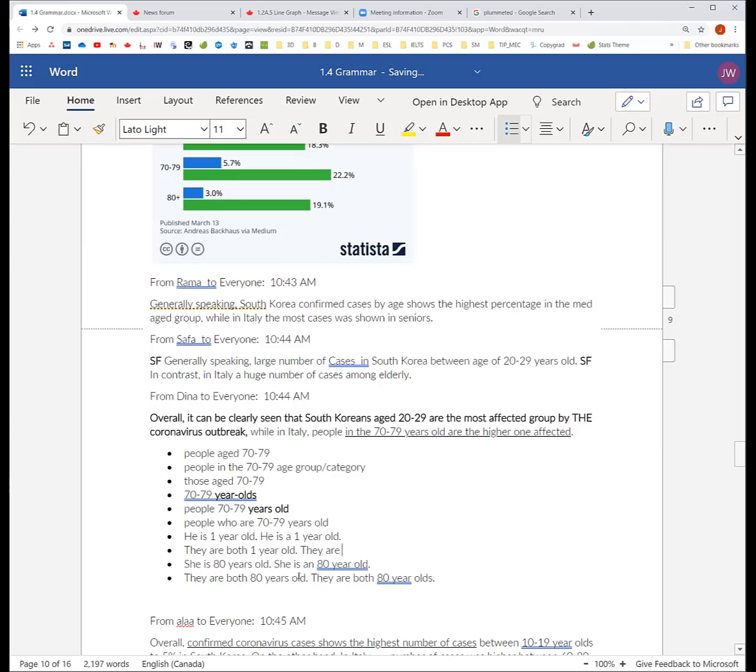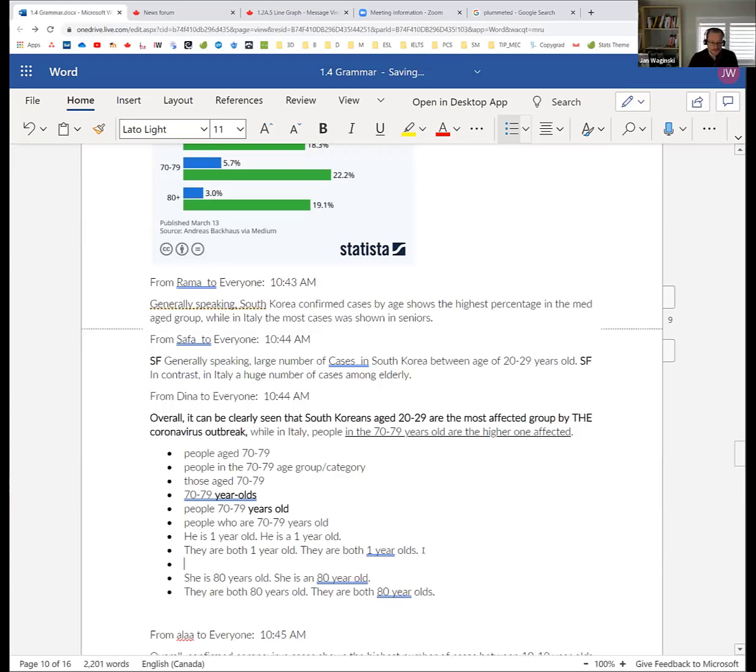Here, the position after are, like he is 1 year old. It is an adjective. 1 year old. He is the 1 year old. All of them, in a part of speech, it's an adjective? Well, no, or it's a noun. It's a noun. She is 80 years old.